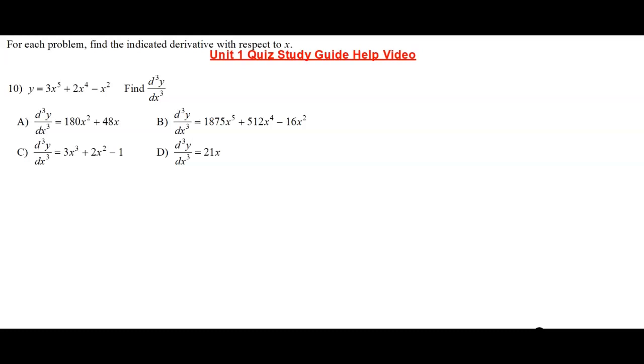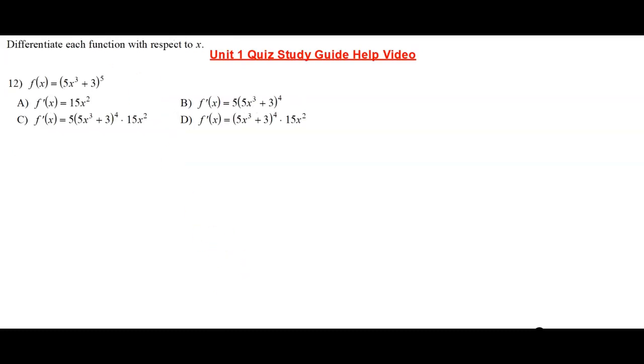All right, let's go ahead and move on to number 12. Once again, they're just telling us to differentiate, but we need to recognize what rule to use. And as you can see here, this is a chain rule because I have an inside function here, 5x cubed plus 3, as well as an outside function, which is highlighted in blue here, something to the power of 5. So there's my inside function and my outside function.